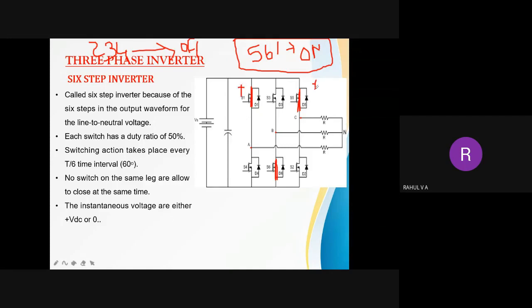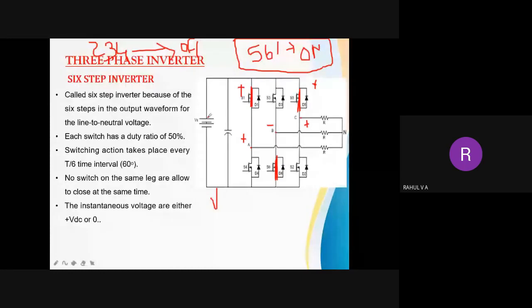Correct? That means at A you will get positive, at C also you will get positive, at B you will get negative. Okay, at A you will get positive, at B you will get negative because S6 is turned on, at C you will get positive. That means the polarity voltage level is equal to Vs, the supply voltage.